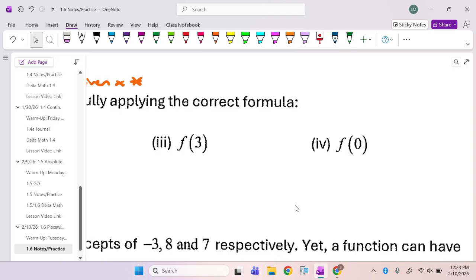So what do we do? The next is D. All right, guys, discuss with your group.